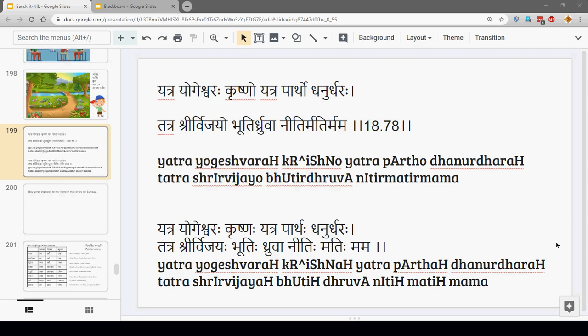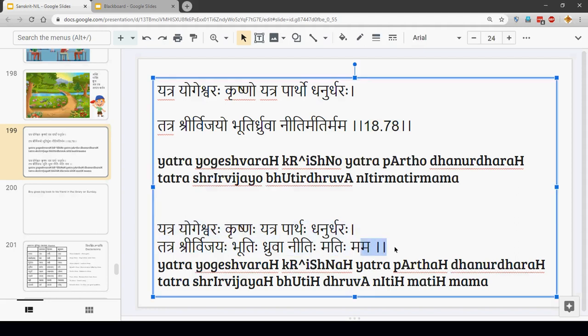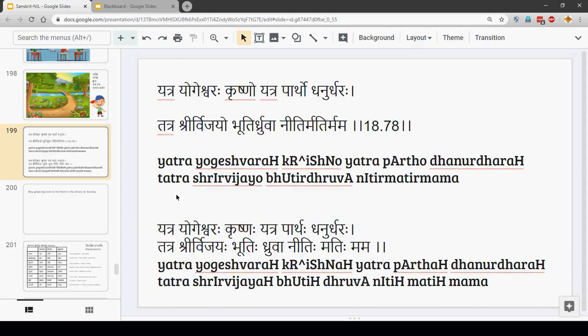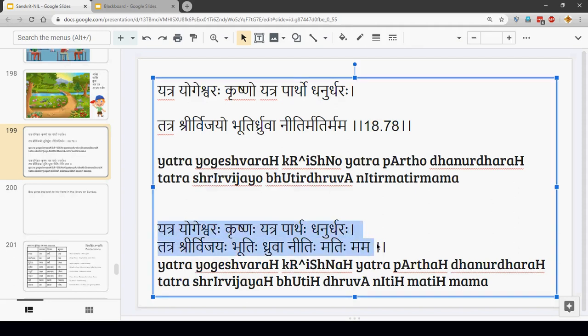Anybody else want to try? I can try. Yes, Shiva. I always get problem pronouncing that one. So you can read this one, Shiva, because Vivekananda already read that one. Okay.